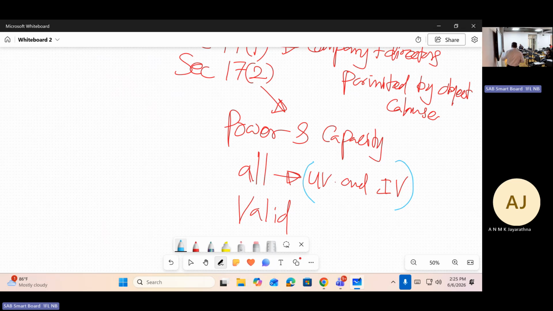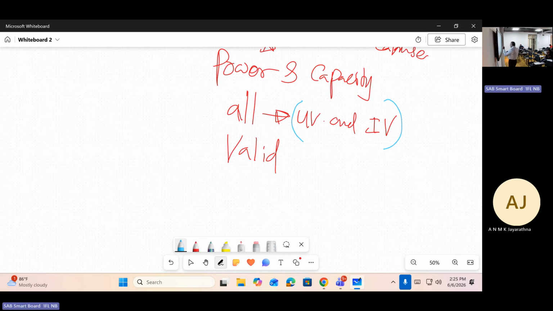It is not removed. Now, here it says all the transactions are valid. But there are two effects of an ultra vires transaction, and all the transactions are valid.